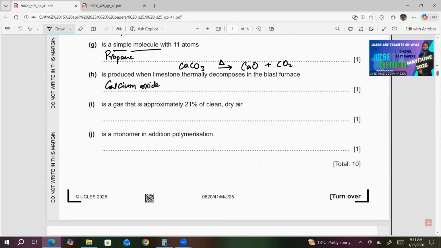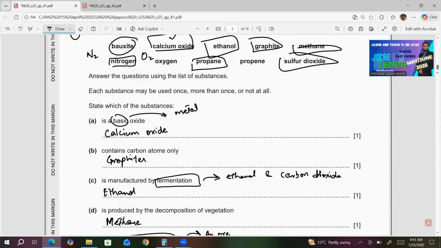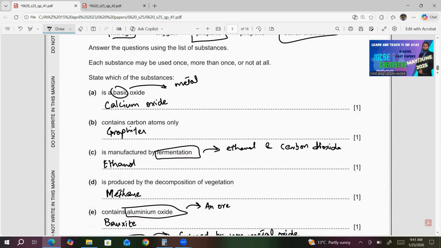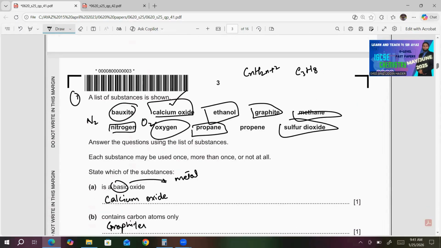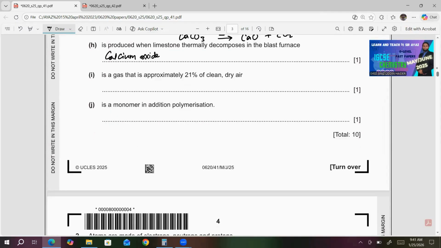I is a gas that is approximately 21% of clean dry air. You know, 21% of clean dry air is oxygen. Oxygen is in the list. Yes, it is in the list. So you're going to write oxygen here.